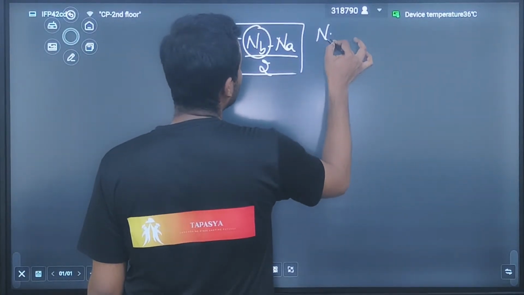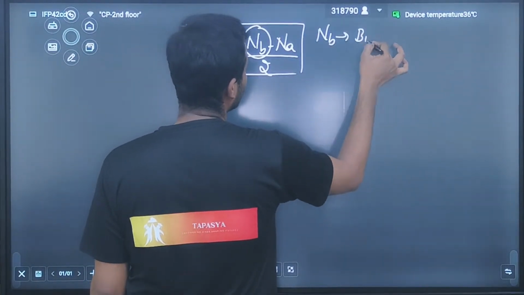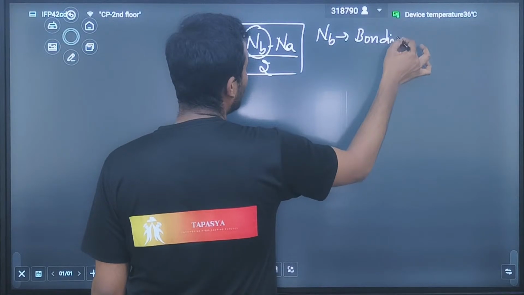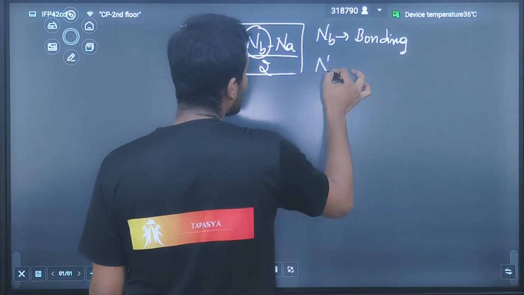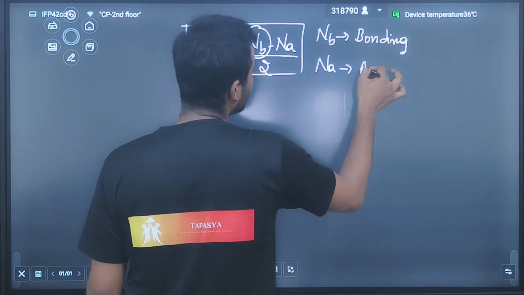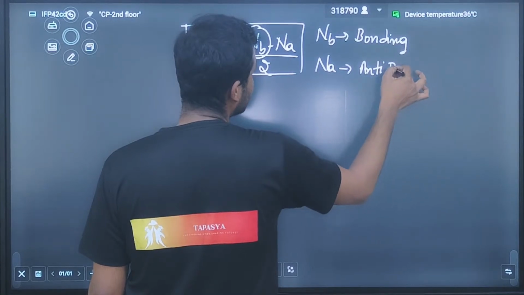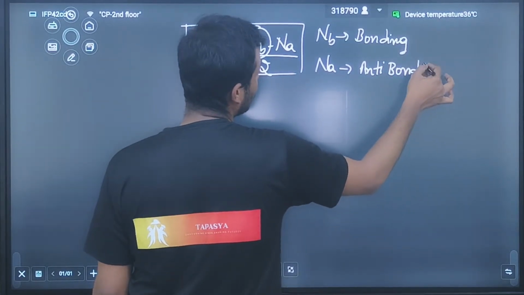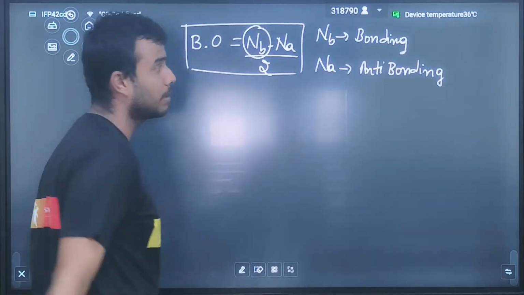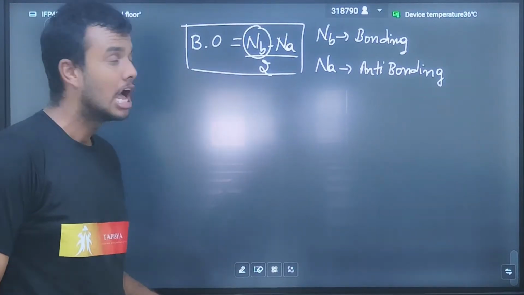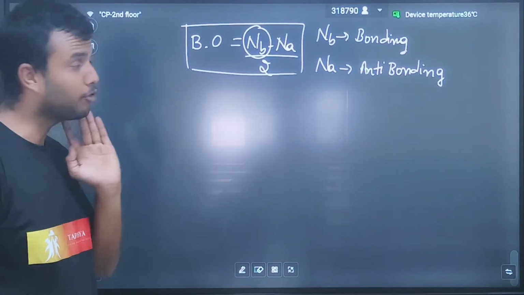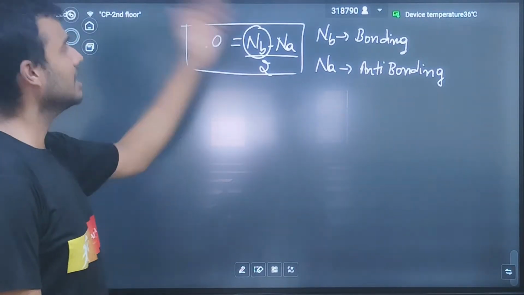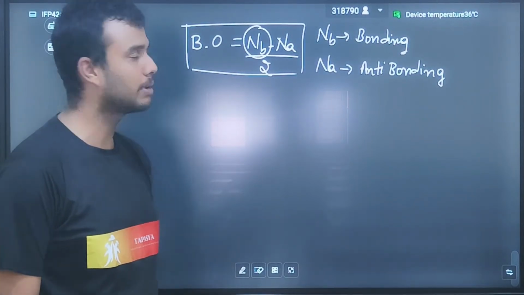Nb means number of electrons present in the bonding orbital. Nd means number of electrons present in the anti-bonding orbital. You need to find this out by using MOT. MOT gives the idea, and after that you can know about the bond order. Before going to that, I will give the entire idea about this, my dear students.